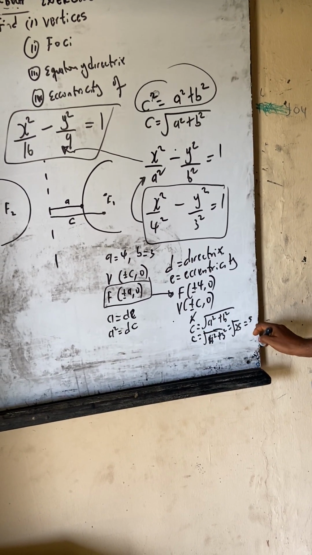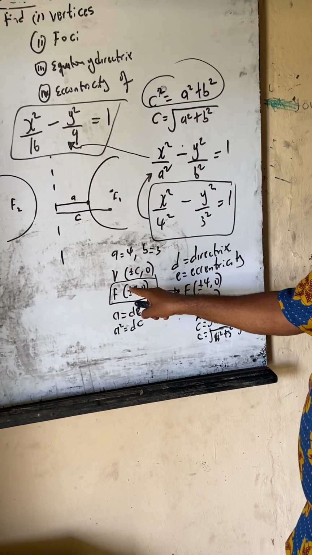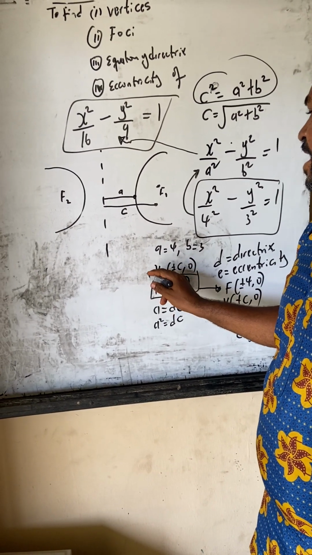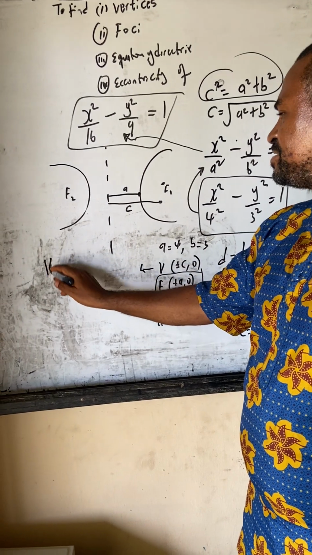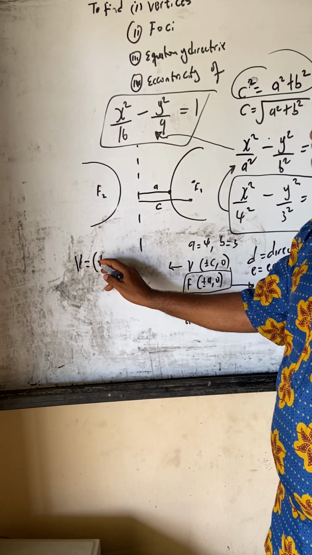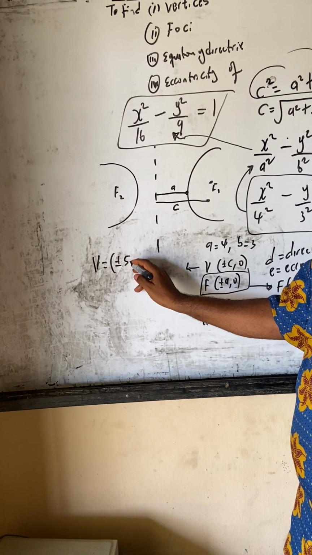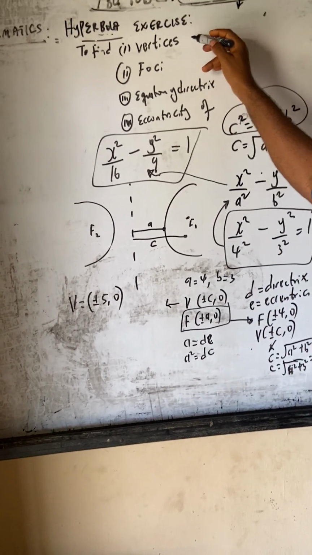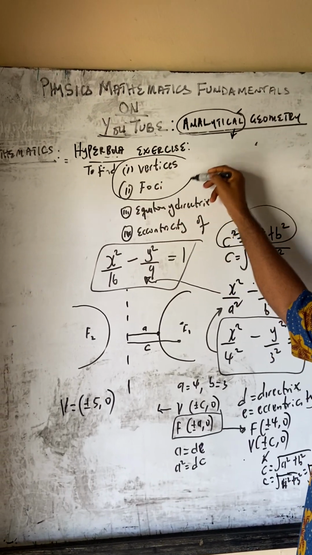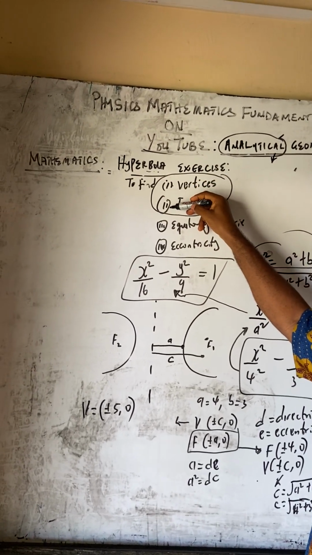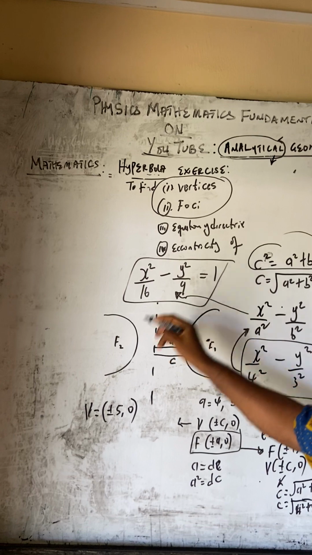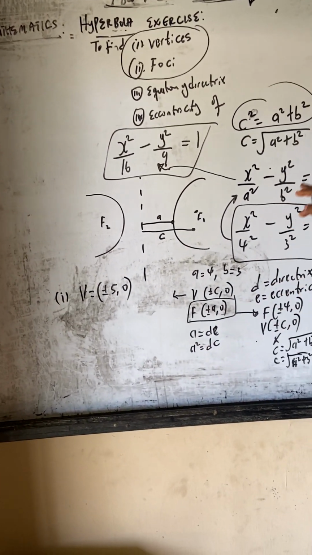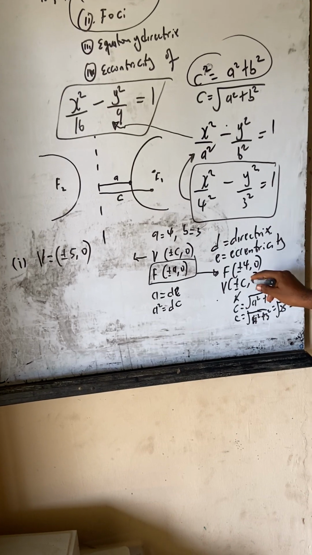So the value of C is 5. So in a nutshell, the vertex now will be plus or minus 5, 0. So we have been able to solve questions I and II. Question I is what I have here, and question II is what I have here.